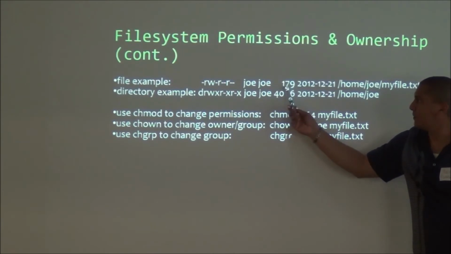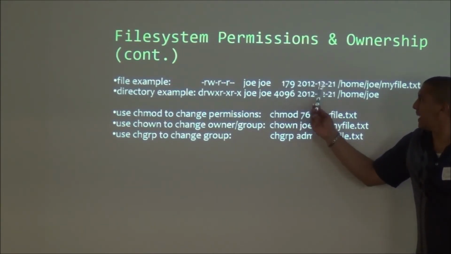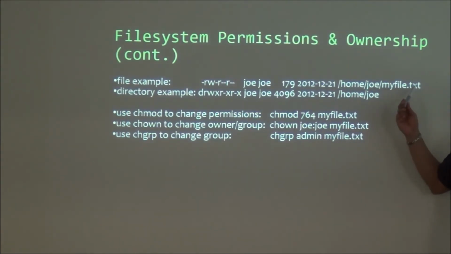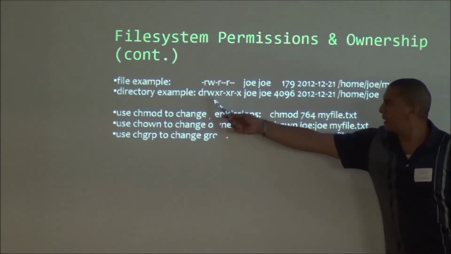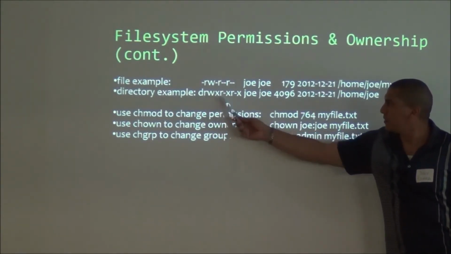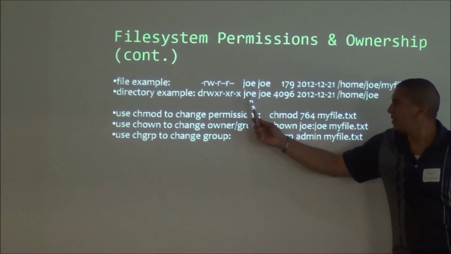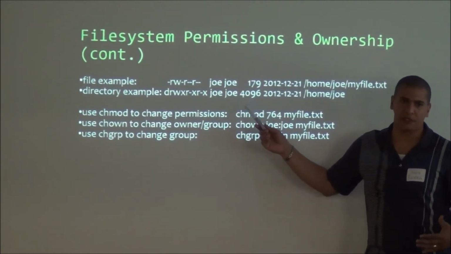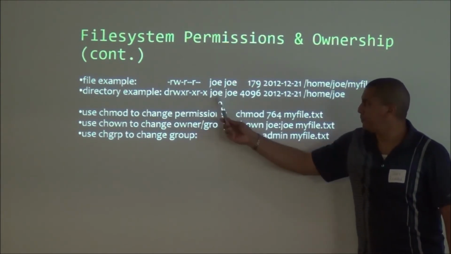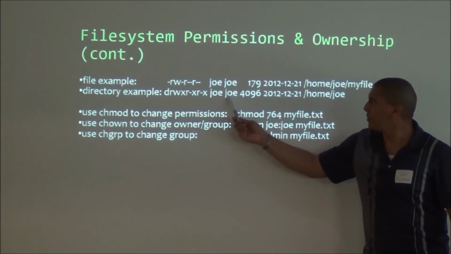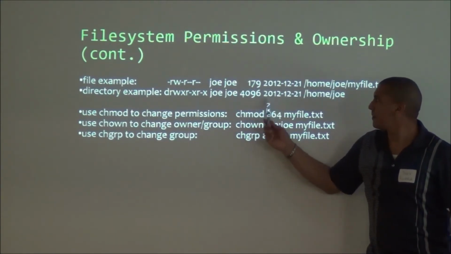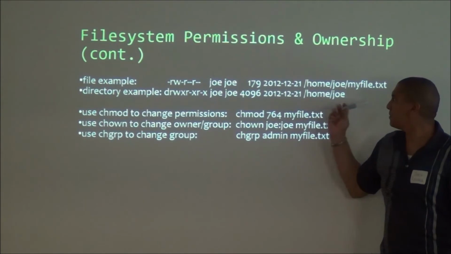This is actually the file size, the date last modified, and then the location of the file, the full path. Same thing here. Directory, read, write, execute, read, execute, read, execute. This is the home directory, so you don't want people just putting stuff in your home directory just because. Owner, group, size of the directory, date last modified, and the path.